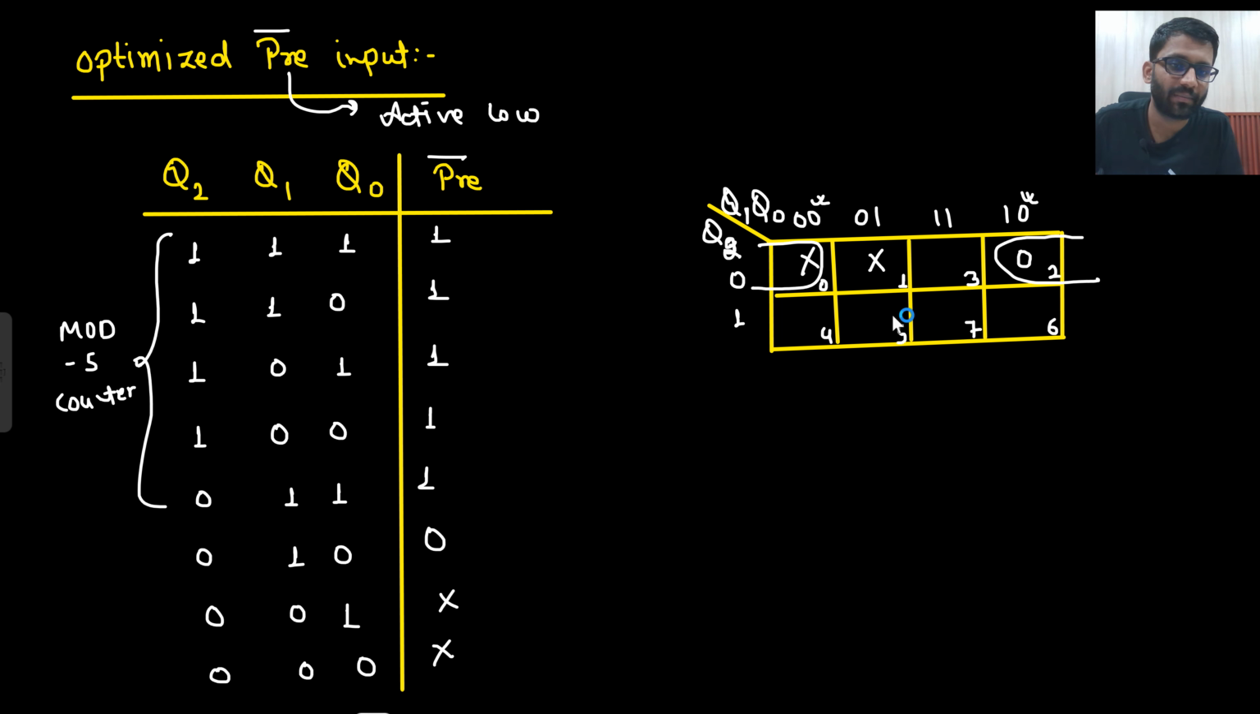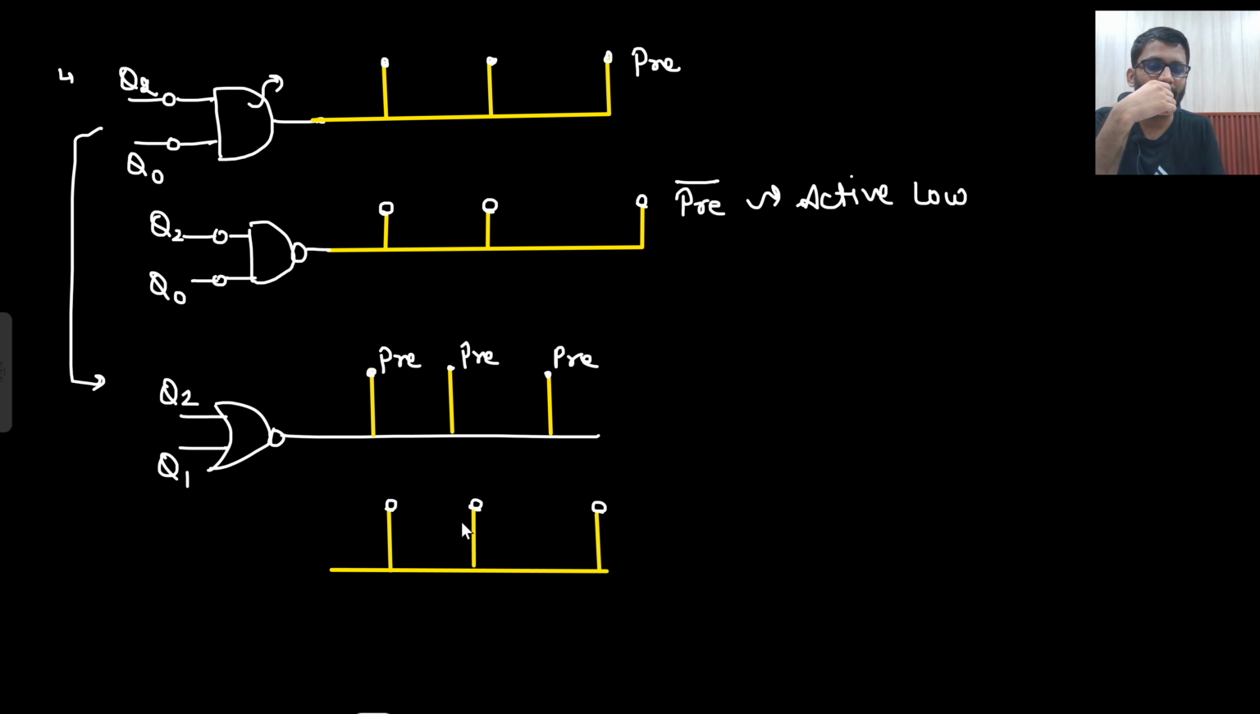So what will be my max term? So what will be my pre bar? Pre bar is becoming Q0 plus Q2. Say yes or no? So my pre bar is Q0 plus Q2. What was your pre? Your pre is, you can see, Q2 plus Q1 bar.